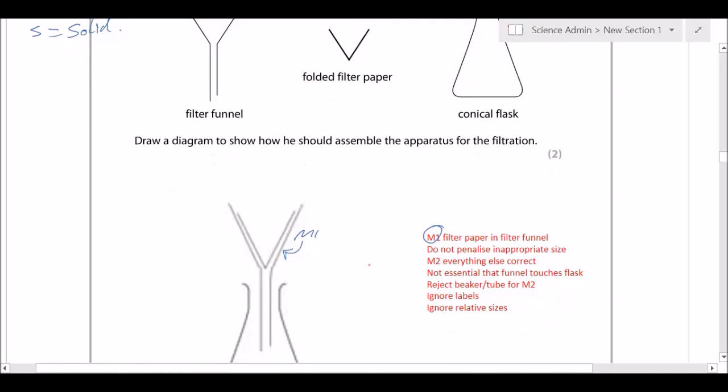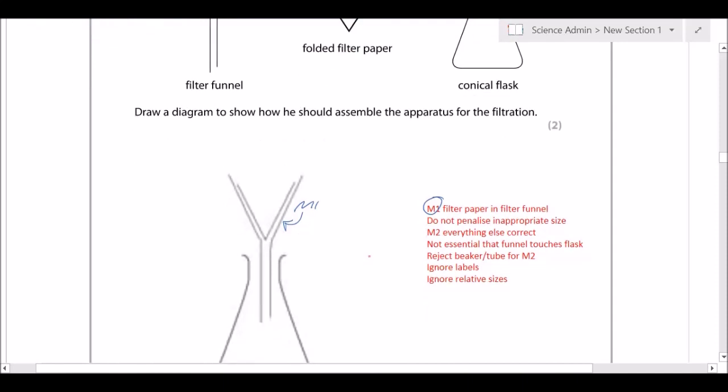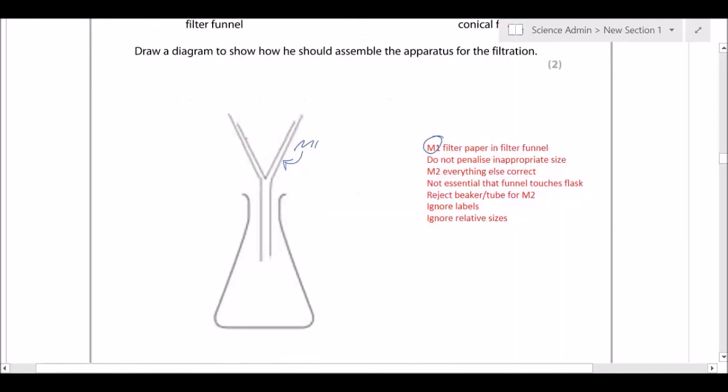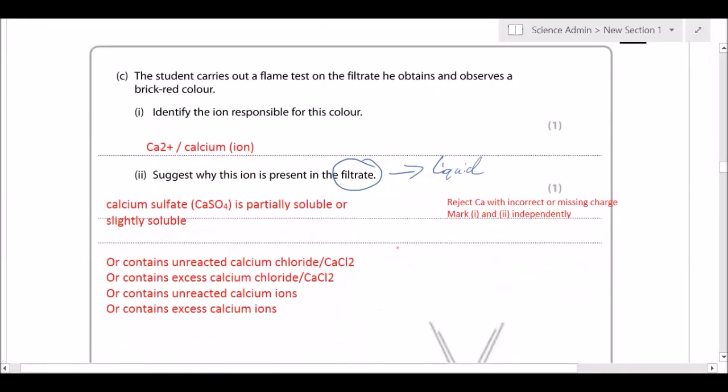Draw a diagram to show the assembly for filtration. So what you wanted was the filter paper in the funnel, that's 1 mark, and then the rest of the diagram correct for the second mark, which is essentially drawing the funnel in a conical flask. Nice easy 2 marks there.